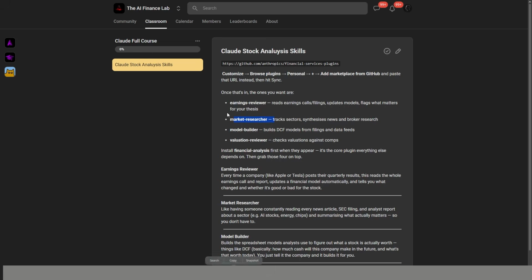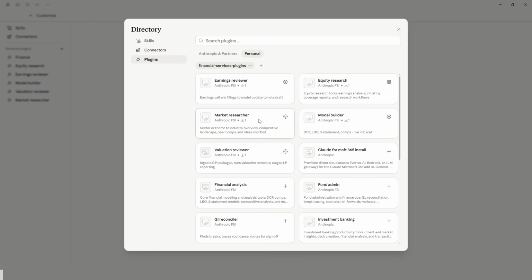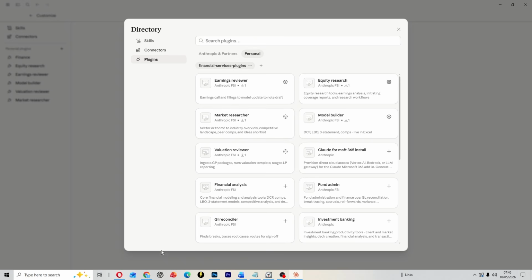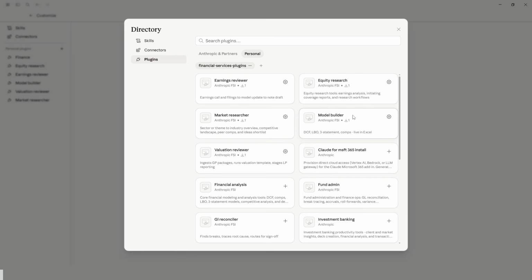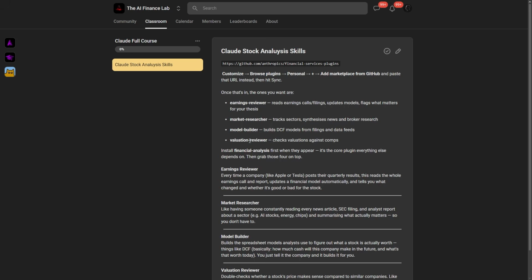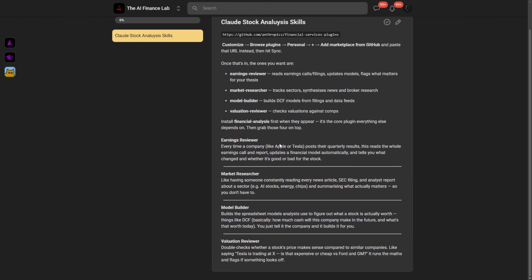The next one is the market researcher. The market researcher is going to be super useful. You can see I've downloaded this one. Then you've got the model builder. This is the one that builds models, DCFs, and filings from data feeds. Then you can see I've got the model builder here, of course. And the last one you want to make sure you install is the valuation reviewer. This checks valuations against other companies, so it double checks what the price is valued at.